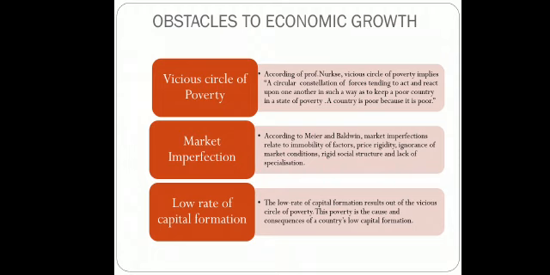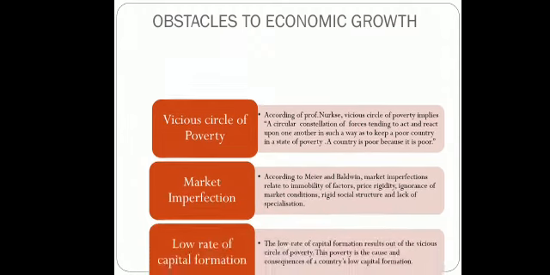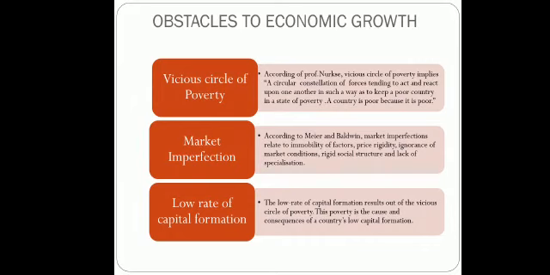Next, the second one is market imperfection. According to Mayer and Baldwin, market imperfections relate to immobility of factors, price rigidity, ignorance of market conditions, rigid social structure, and lack of specialization. Now, these factors act as frictions and impediments in the achievement of an optimum allocation of resources.